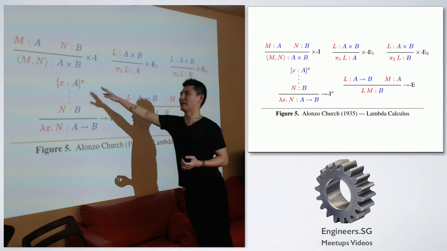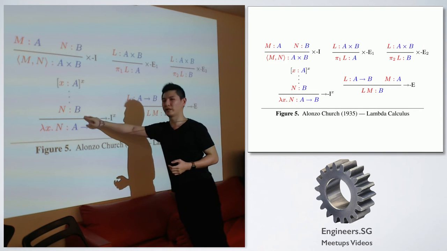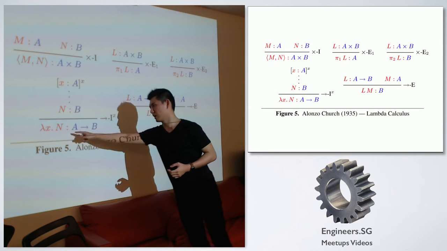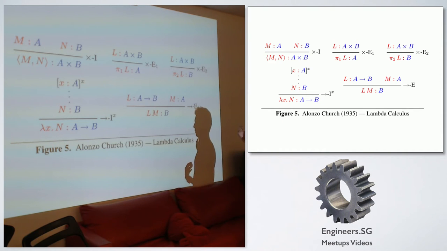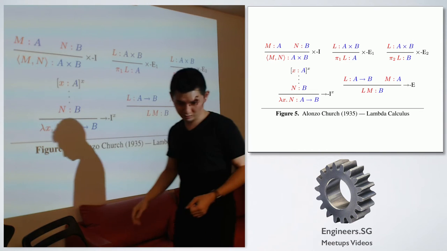This means that assuming there's some variable x of type A, and then you can conclude that you'll return something of type B, you can conclude a lambda function that takes in an x and returns you something of type B. I hope that makes sense. For this one, it's very simple. You have a function that goes from A to B, and you have something of A. You apply this thing to this thing, and you get B.